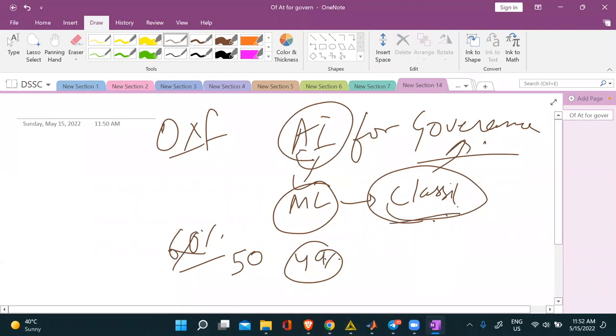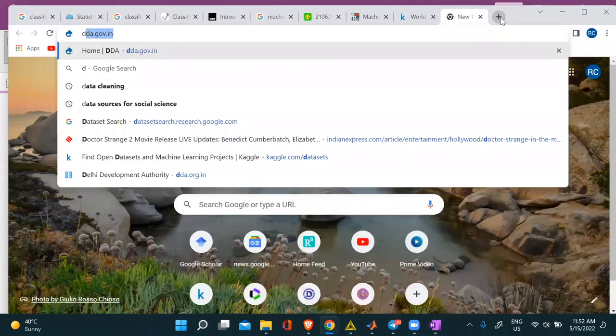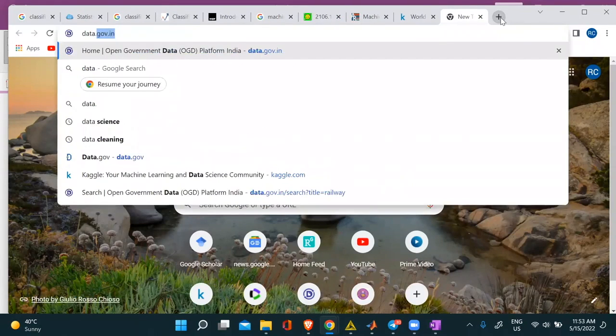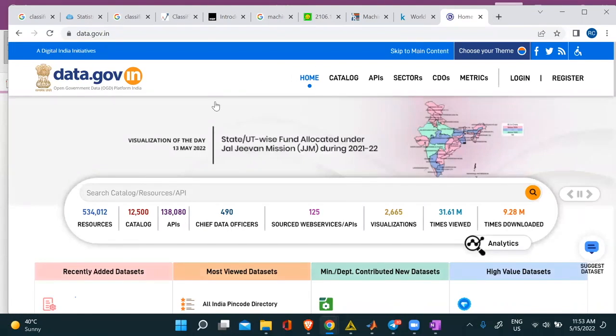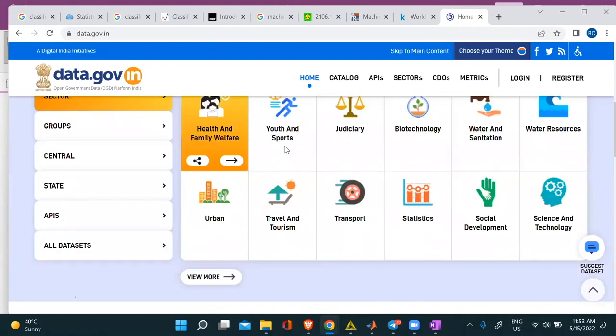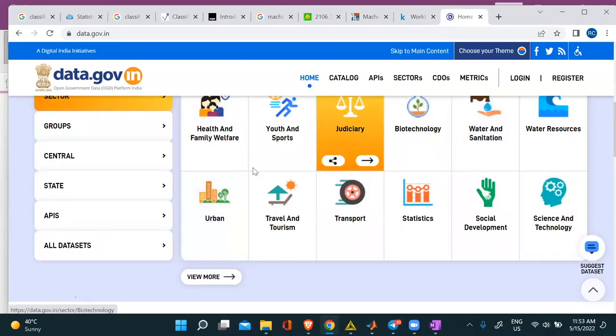If we have some data set, that's why data is now playing a very important role in governance. And as I said in the previous class also, all the data sets in India they are putting in data.gov.in. I will recommend all the social science people, especially, that you must go to this website and download data sets from these different departments, and apply them for classification or prediction problems.